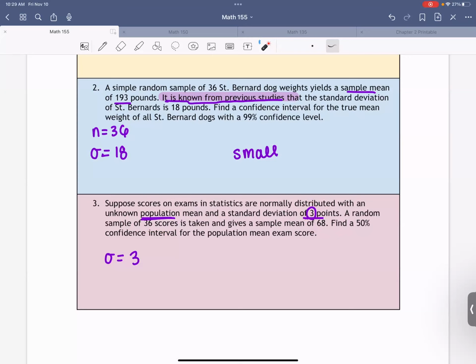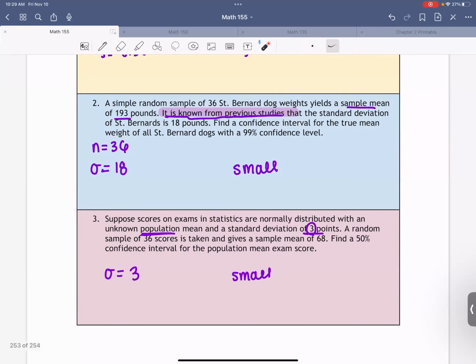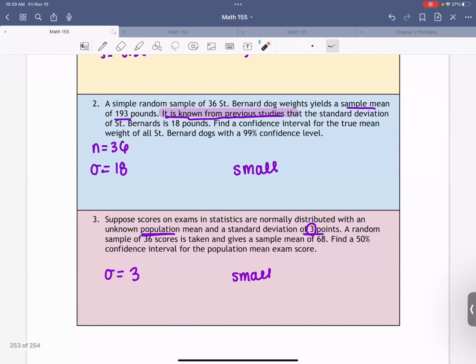Okay, so small or big chart? Small. All right, so to recap, right? Small chart is the population standard deviation. Hints for the population standard deviation: if it says it's known from previous studies in that same sentence, if we're talking about the population in the same sentence, or if we haven't even talked about the sample yet, right? So 3 big hints that we're talking about the small chart.